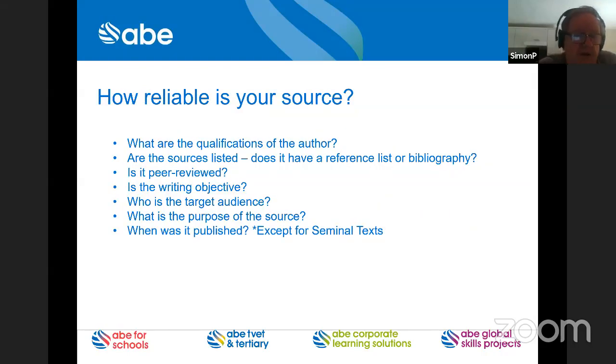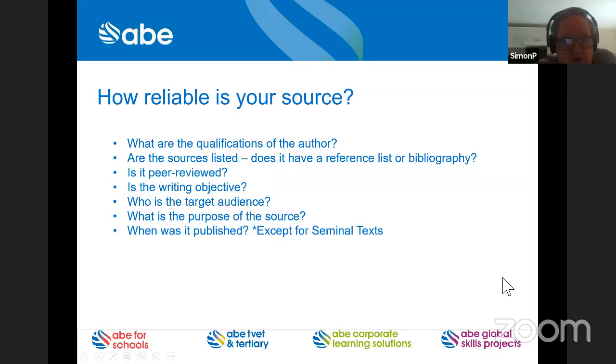So think about how reliable your source is. Think about what the qualifications are of the author. Are they practicing academics? Are they professors? Are they industry experts? Have they been in the business for 10, 20, 30 years? That's going to lend a degree of reassurance based on qualifications.